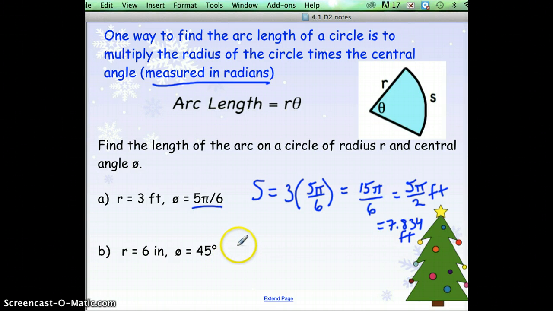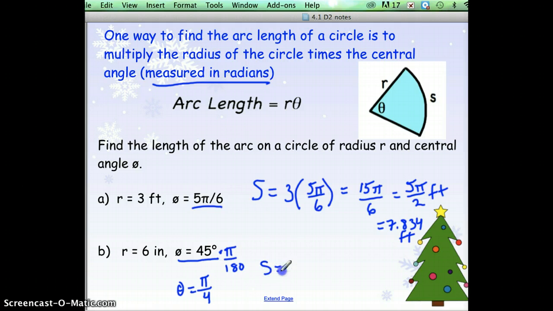For part B, if you look at the angle is given in degrees. So we need to convert that into radians. So again, to convert degrees to radians, we multiply by pi over 180. And if you simplify that down, you're going to have pi over 4. So that's the angle we want to use.